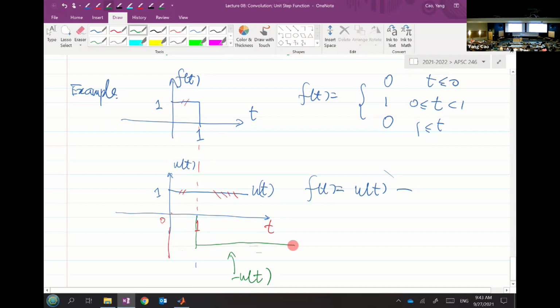Shift the flipped u of t. So this is a negative u of t minus 1, right? So shift it and then you subtract. That gives you the actual box defined for the f of t.